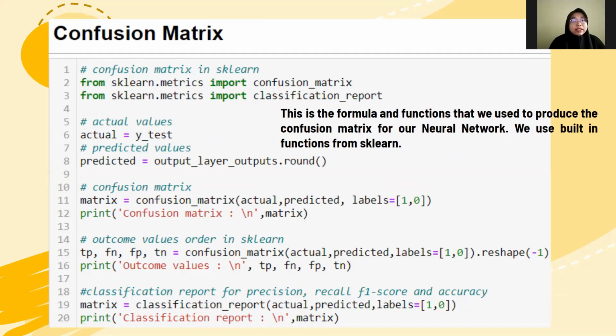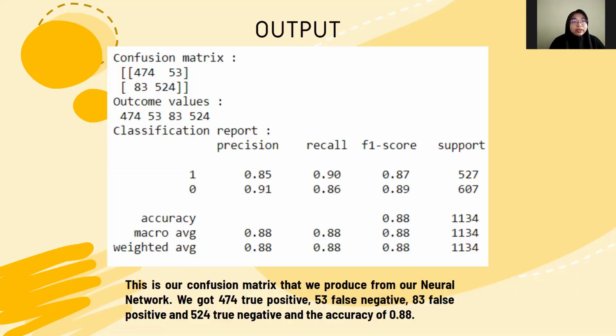Okay, this is the formula and functions that we use to produce the confusion matrix for our BPNN. We use the built-in function from sklearn in order to produce our confusion matrix. Okay, this is the output. This is our confusion matrix that we produced from our neural network, and we got 474 true positive, 53 false negative, 83 false positive, and also 524 true positive, and the accuracy of 0.88.